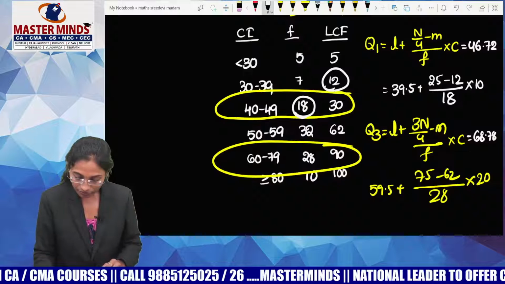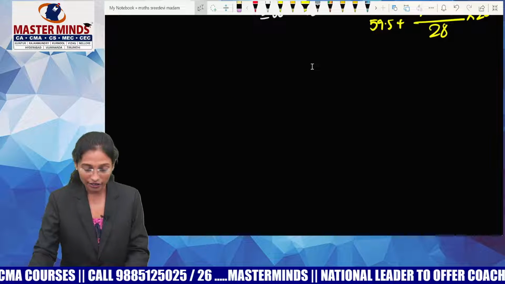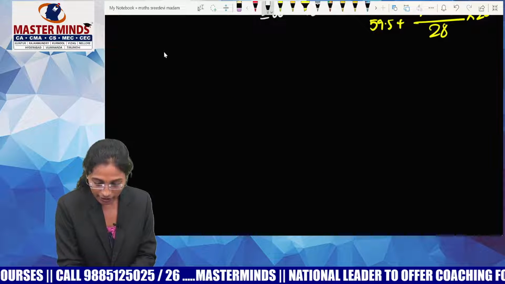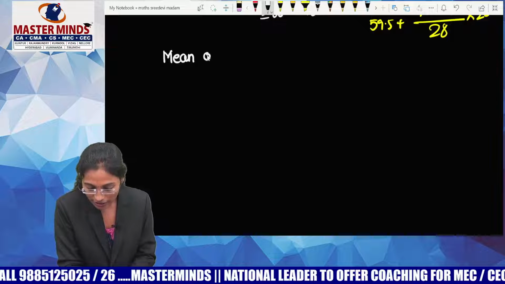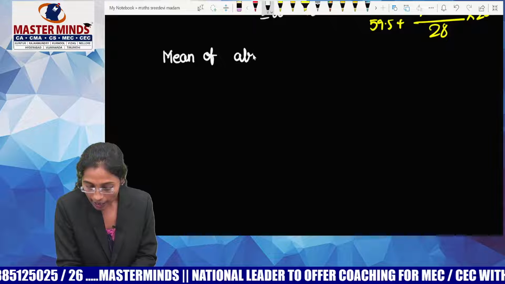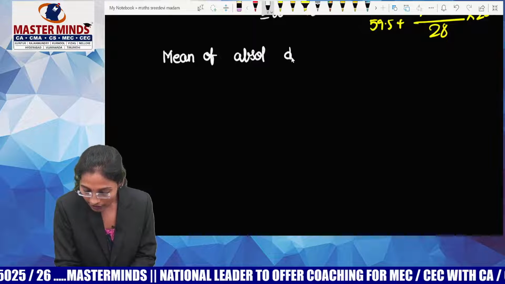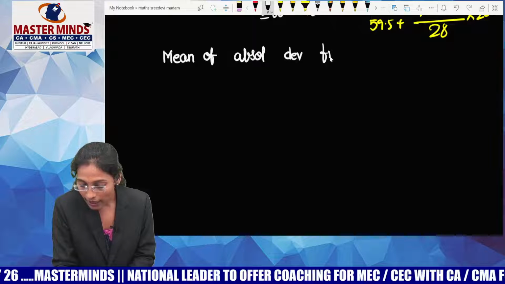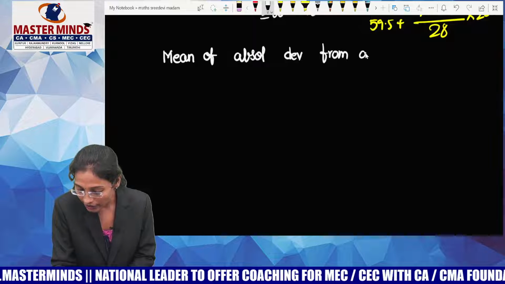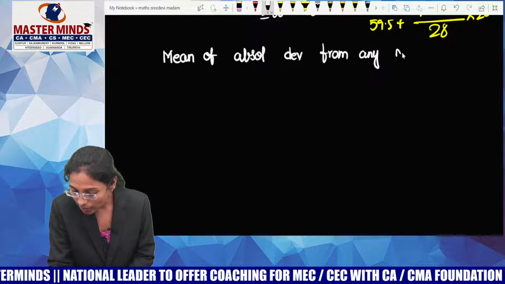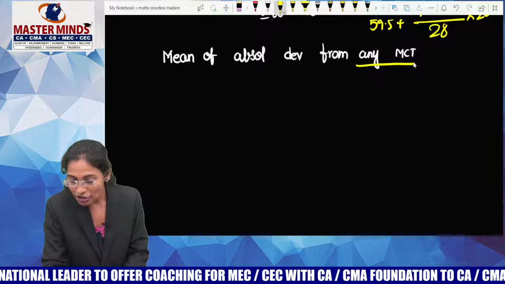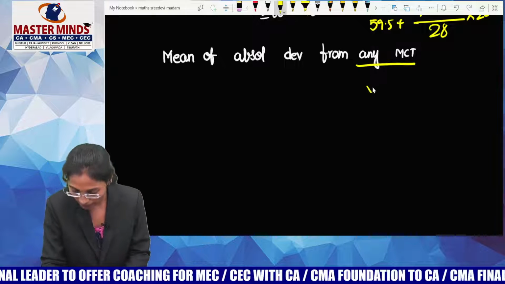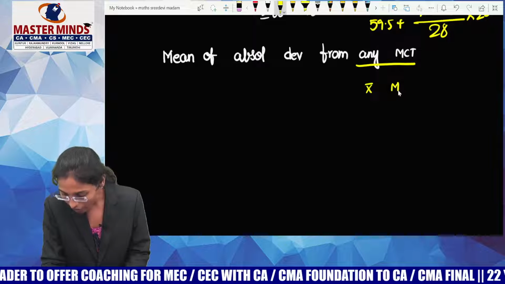So guys, what is mean deviation? The name itself is saying it. I'm writing the definition of mean deviation, guys. The definition of mean deviation is the mean of absolute deviations from any measure of central tendency. Let me underline, any measure of central tendency. It can be either mean or median or mode.